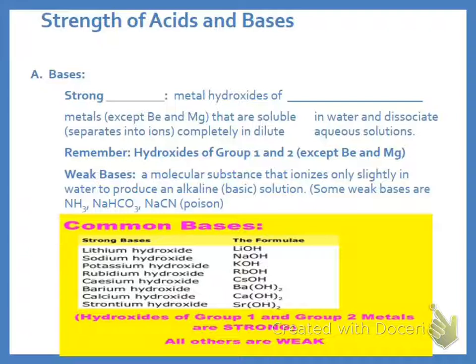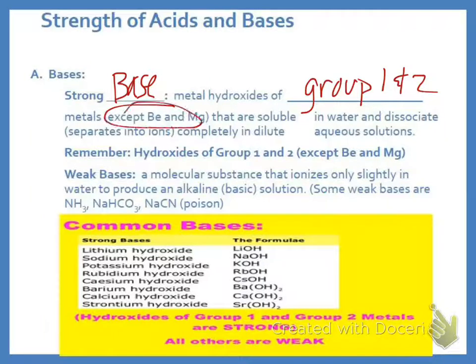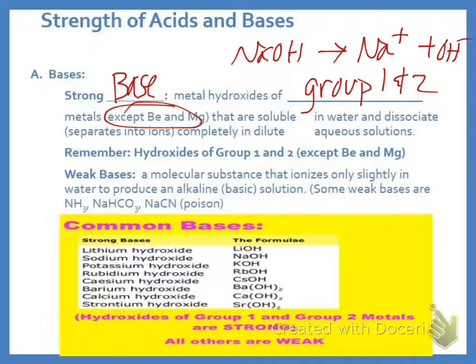So first of all, bases. Strong bases are going to be metal hydroxides of group 1 and 2, with the exception of beryllium and magnesium. They're actually weak. What makes it a strong base is that it completely dissociates, or completely ionizes, in water. So in other words, let's say I had sodium hydroxide. When it goes into water, it would be sodium plus hydroxide separate. It completely ionizes.